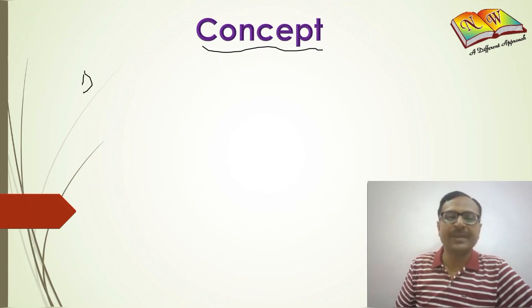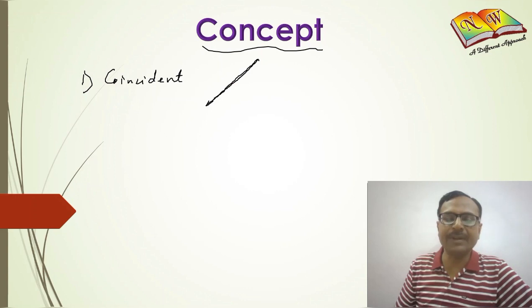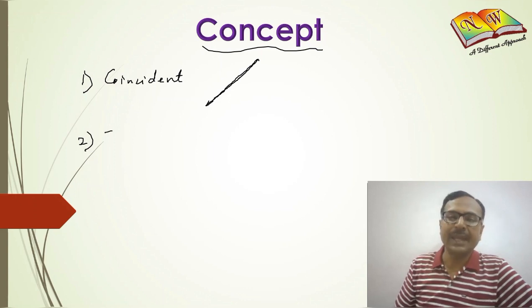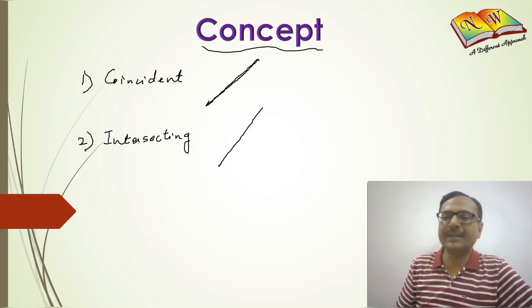One, they are coincident. Coincident means overlapping. So if you draw one line and you draw another line just above it, that means the two lines are overlapping or coincident. The two lines can be intersecting. That means they will cross each other. So you draw one line like this and one line like this. You say that the lines are intersecting at a point P.